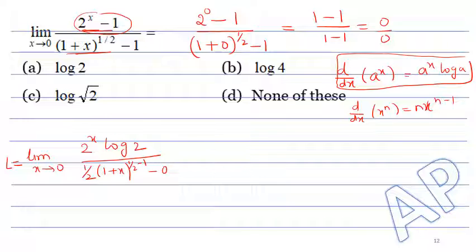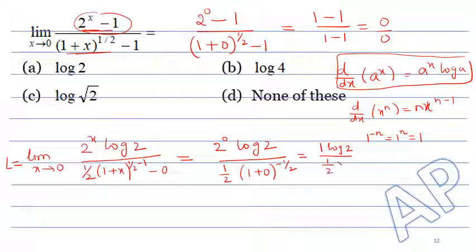Now when you put x is equal to 0, you will get 2 to the power of 0 log 2 divided by 1 by 2 into 1 plus 0 to the power of minus 1 by 2. You know that 1 to the power of n is equal to 1 for any value of n. So now 2 to the power of 0 is 1 here, and I have log 2 divided by 1 by 2 into 1 here. So the answer is 2 log 2.